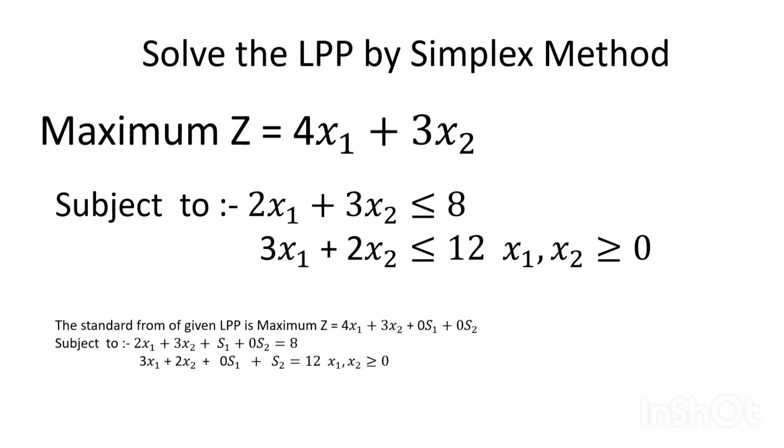So the standard form of the given LPP is: maximize 4x1 plus 3x2 plus 0s1 plus 0s2, subject to 2x1 plus 3x2 plus s1 plus 0s2 equal to 8, 3x1 plus 2x2 plus 0s1 plus s2 equal to 12, x1, x2 greater than or equal to 0. So friends, here s1 and s2 are slack variables because 2x1 plus 3x2 is less than or equal to 8. That's why I used a slack variable. If 2x1 plus 3x2 is greater than or equal to 8, then I use a surplus variable, friends.